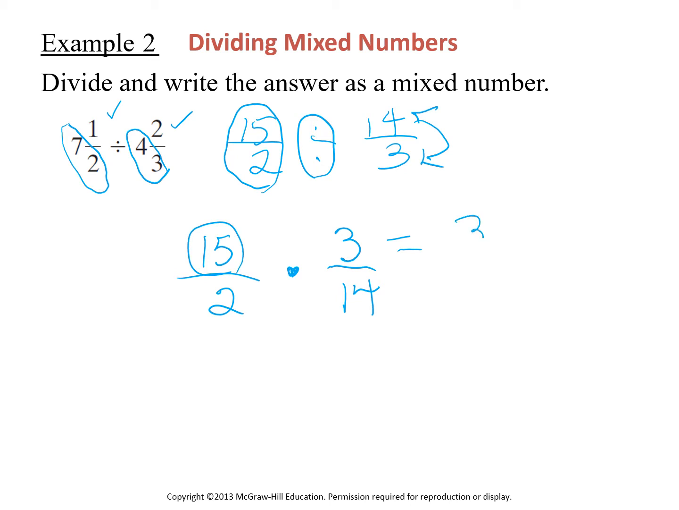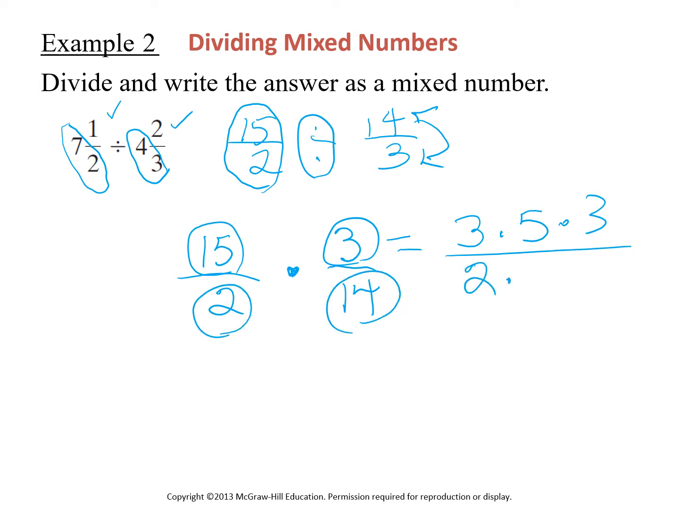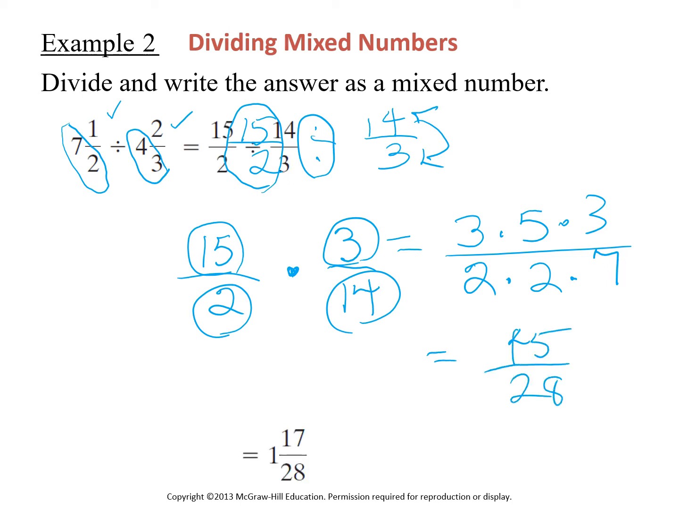And then we are going to multiply across the numerator and across the denominator. So 15 is 3 times 5 times 3. And here I have 2. 14 is 2 times 7. So there's actually nothing to divide out here. And I'm left with 45 over 28.